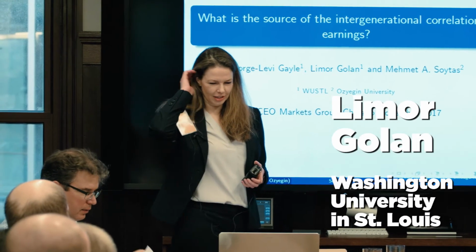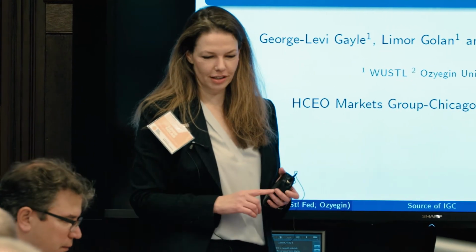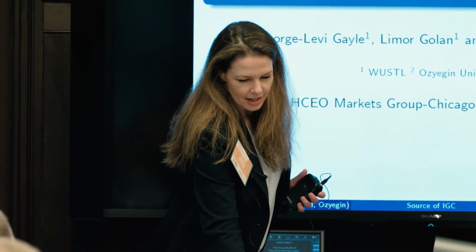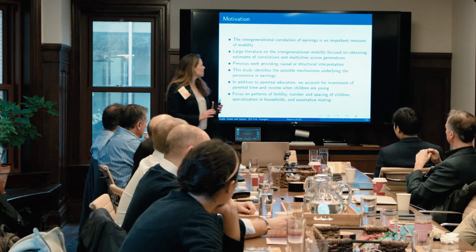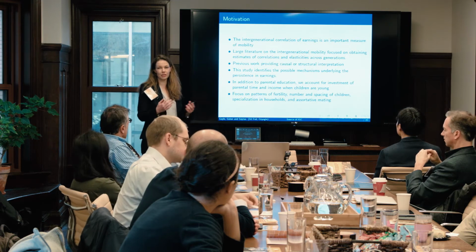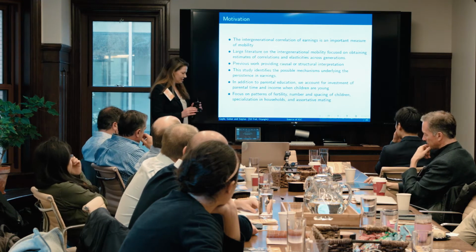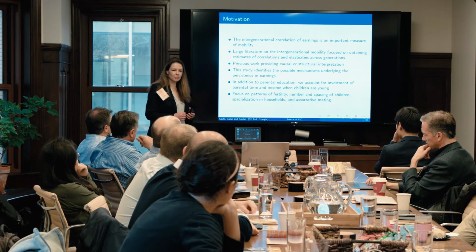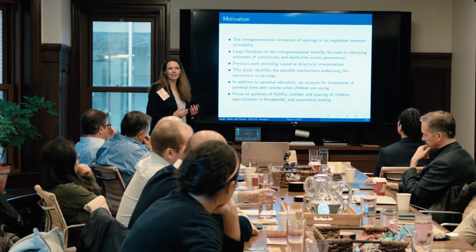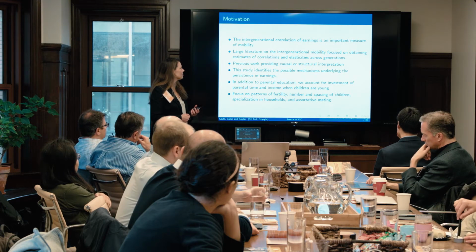I want to talk about the source of intergenerational correlation in earnings, which is joint work with George Gale from WashU and Mehmet Soyta from Ozegen. There is a really large literature concerned with measuring the intergenerational correlation in earnings, which is an important measure of mobility. That is not the purpose of this paper. The purpose of this paper is to explore and analyze the underlying mechanisms that generate this persistence in earnings and affect intergenerational mobility.